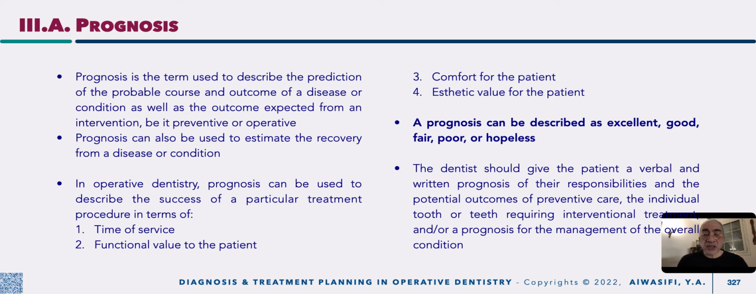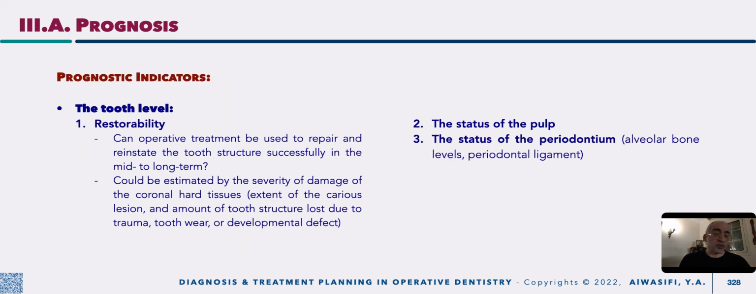Prognostic indications include two main factors: tooth level factors and the condition itself. Tooth level factors are restorability, status of the pulp, and status of the periodontium. These should be carefully evaluated in clinical examination and clarified to your patient. You should use all the available adjunctive aids to determine tooth restorability, status of the pulp, and status of the periodontium.